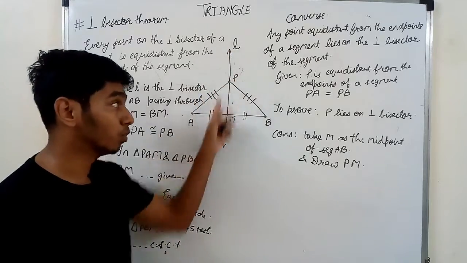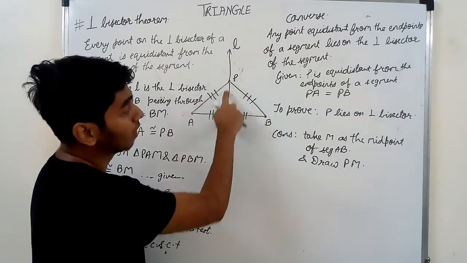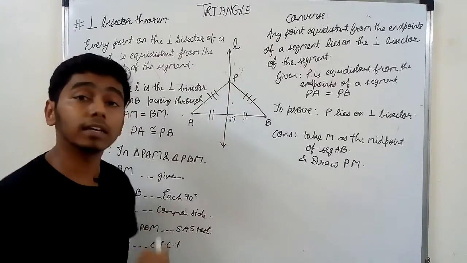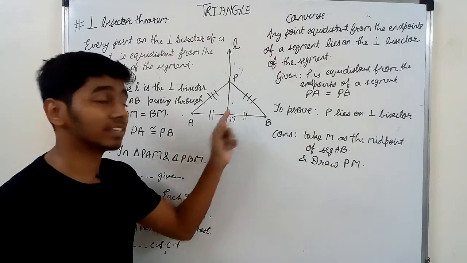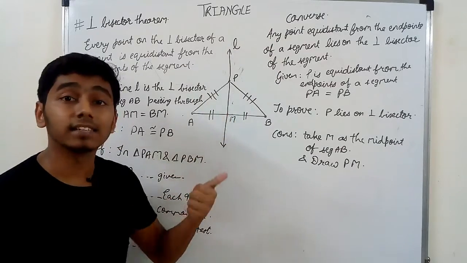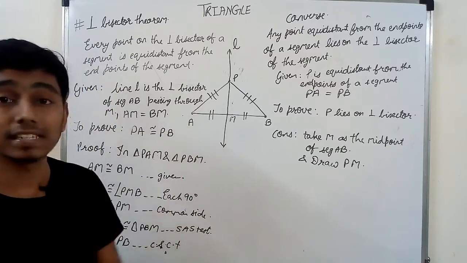Therefore, let's try to prove that this line is a perpendicular bisector, meaning try to prove that angle PMB and angle PMA are both 90. If we are able to prove that this is 90, then this line is a perpendicular bisector. Yes or no? So let's see the proof now.